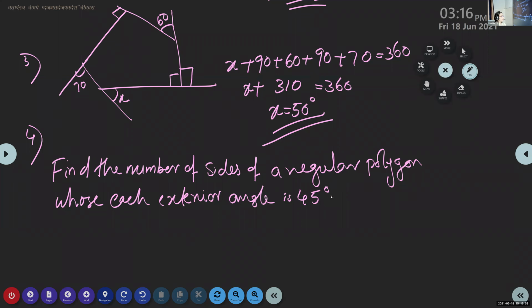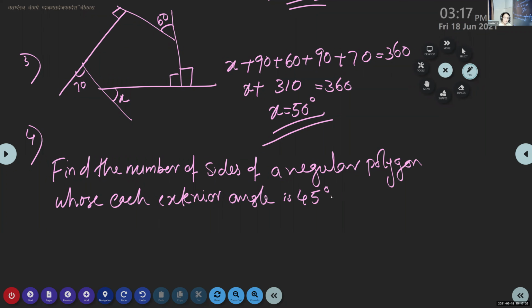Given that it is a regular polygon. Regular polygon means all the sides are equal, and we don't know how many sides there are. But it is given that each exterior angle is 45 degrees and it is a regular polygon, so all the angles are also equal.